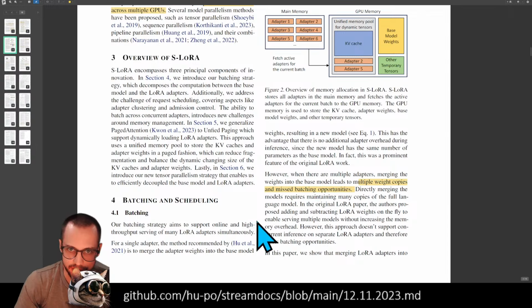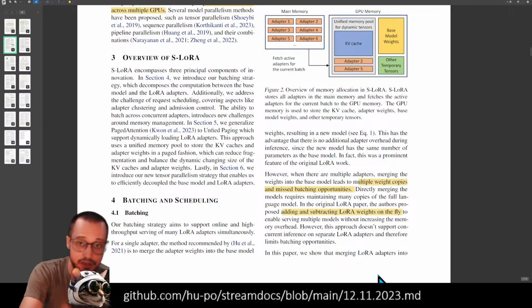In the original LoRA paper, the authors proposed adding and subtracting LoRA weights on the fly, which could be one way of doing it. The same way that you can merge in the LoRAs, you could then subtract them out and add a new one in. But then you're going to be doing a bunch of matrix adds and matrix adds with a negative. It takes a CUDA bro to realize that adding and subtracting is actually cheaper than not adding it to begin with and doing it separately. And therefore it limits batching opportunities.